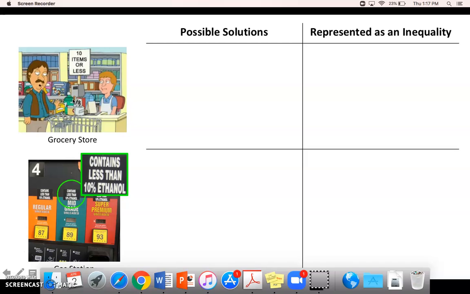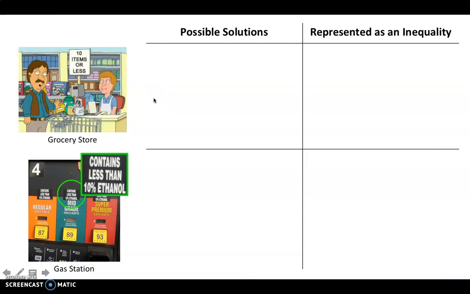So if I were to think about what those possible solutions could be, right? I could get in the line if I have 10 items, or anything less than 10 items. So 1 item, 8 items, 9 items, 4 items. If I had 0 items, I could still get in the line. If I have 12 items, though, that's not a possible solution because I have to have 10 or less.